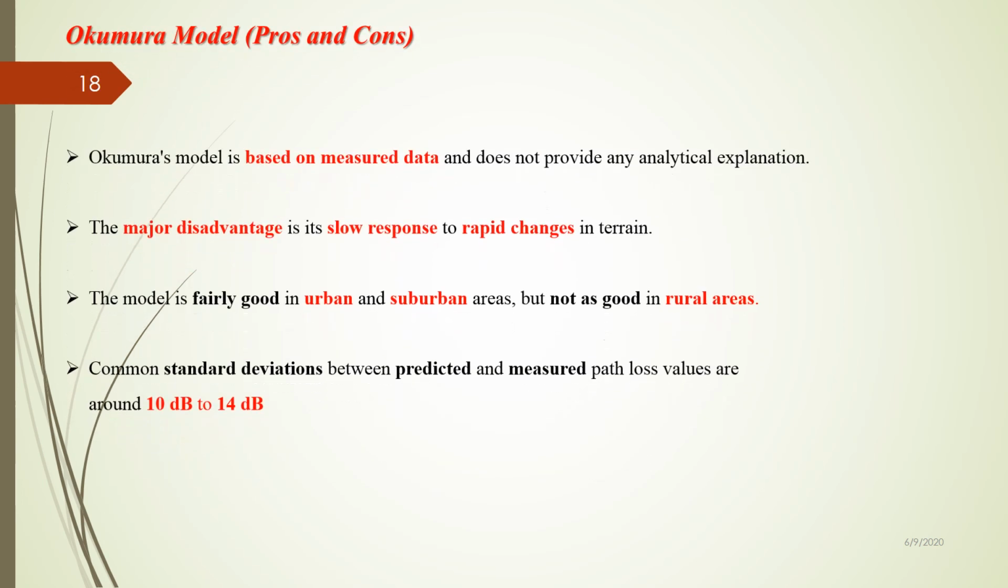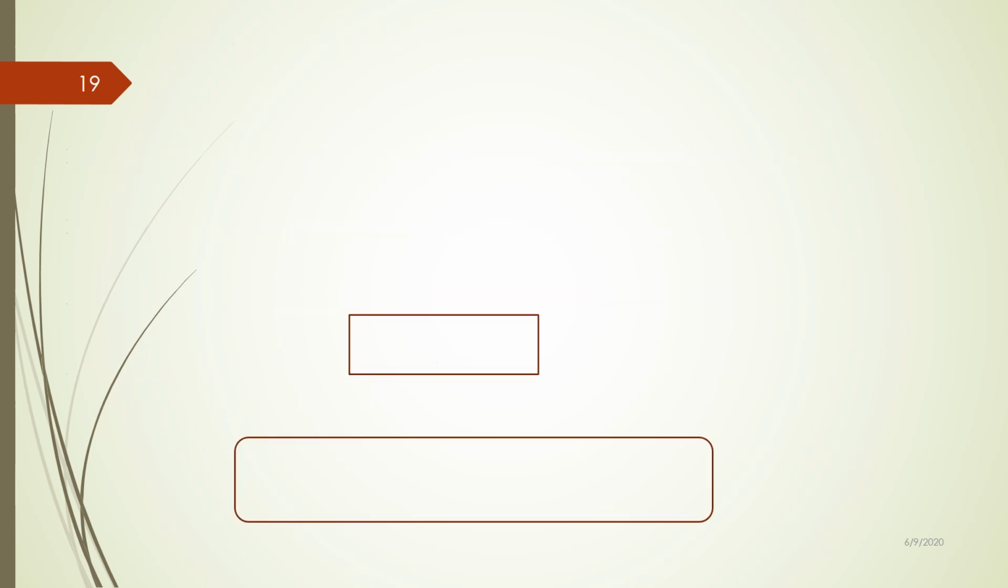And the Okumura model pros and cons are: the Okumura model is based on measured data and does not provide any analytical explanation. And the major disadvantage is it has a slow response to rapid change in terrain. And the model is fairly good in the urban or the suburban area, but not good in the rural area. And the common standard deviation between the predicted and the measured path loss values is around 10 dB to 14 dB.